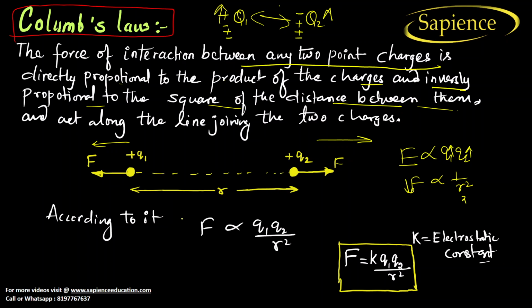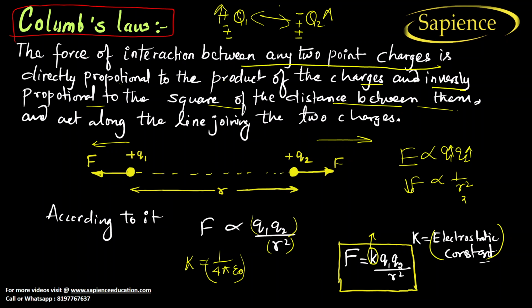So Coulomb has told that force is directly proportional to the product of the charges and inversely proportional to the square of the distance. Now, when we remove the proportionality sign, we get k as a constant, and it is known as the electrostatic constant k. K can sometimes be written as 1 by 4 pi epsilon naught. Let us discuss more about this case.